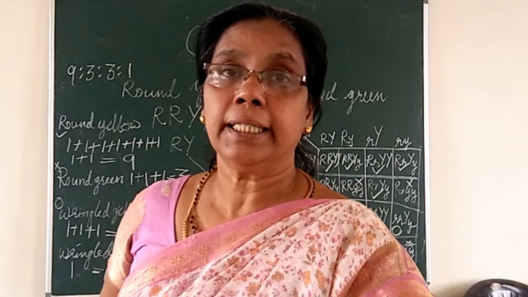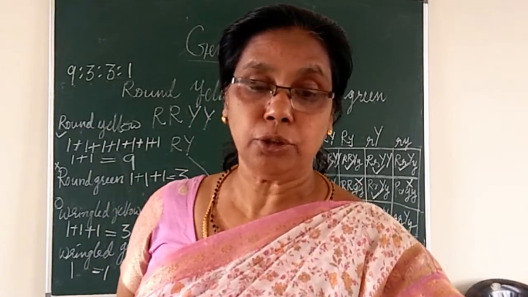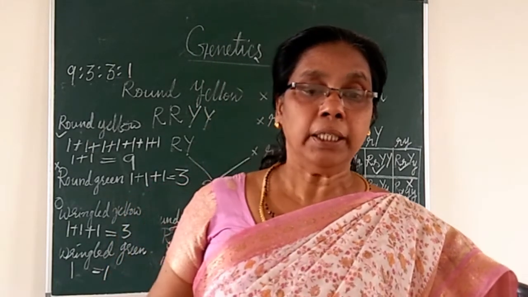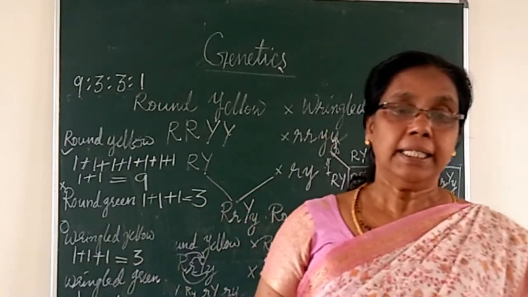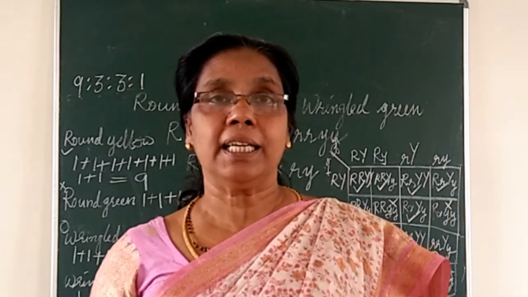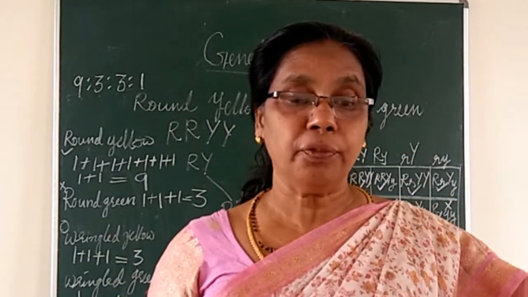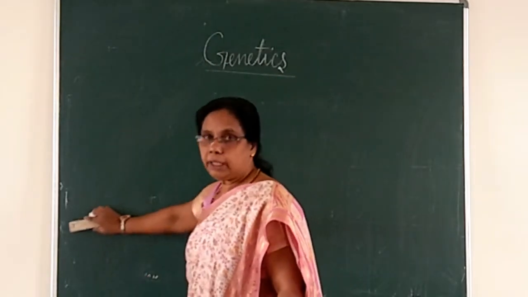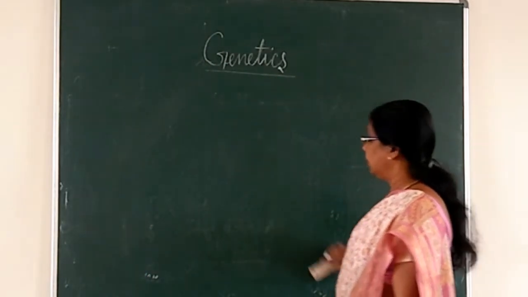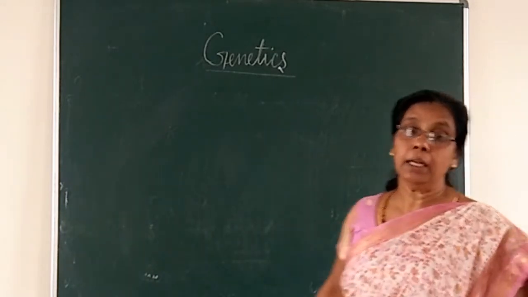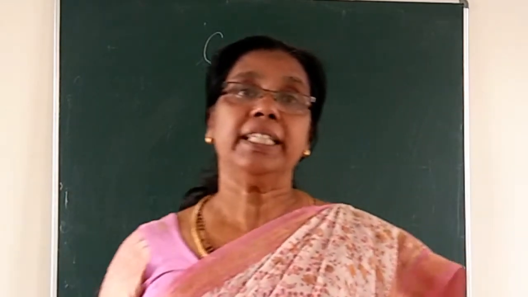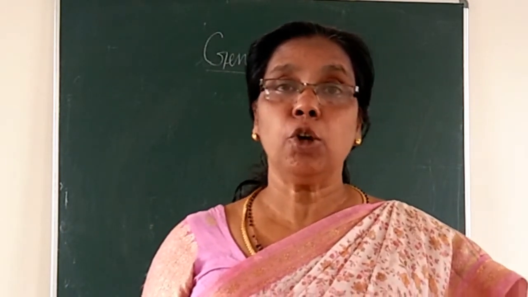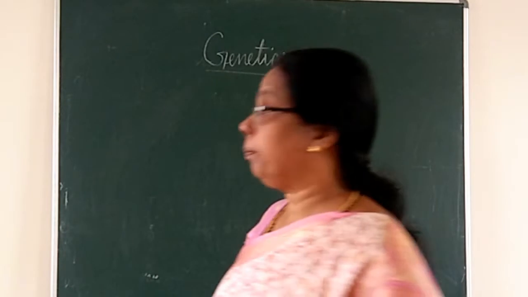Okay, so this is how the 9 is to 3 is to 3 is to 1 ratio is obtained. From all these experiments, you can see Mendel's generalization. The results of these experiments are summarized under 3 laws. Who is called the father of genetics? Yes, it is Gregor John Mendel, and he summarized, based on these experiments, 3 laws, and the first law is called the law of dominance.